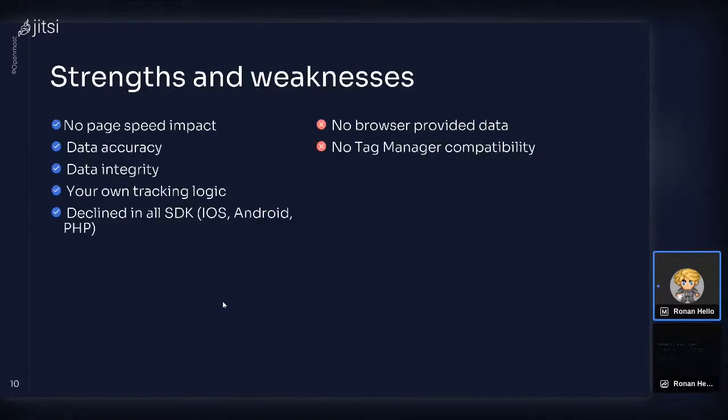Strengths and weaknesses of this method: there is no page speed impact. The tracker is just performing an HTTP request, maybe asynchronous if you want. So no impact on the page speed. Data is pretty accurate because you can send your data whenever you want, whenever you have it. So no worries about that. If you send using terminal, IoT, or CRM, there are no ad blockers. There is no way of blocking the request. So you have your own data integrity, and you can create your own logic behind this tracker, so you can build anything you want.